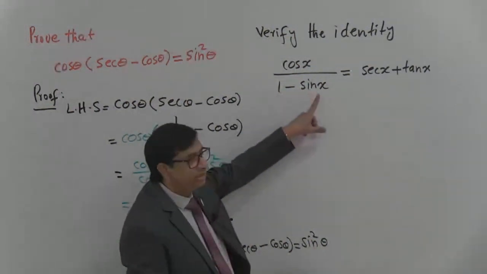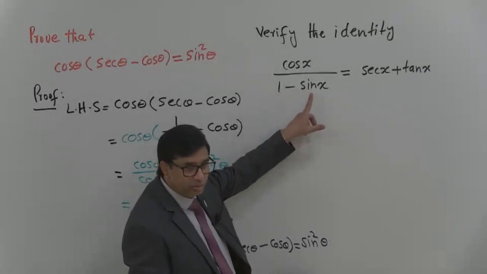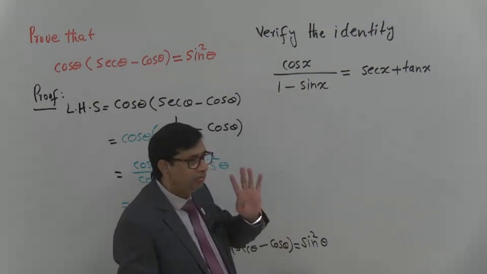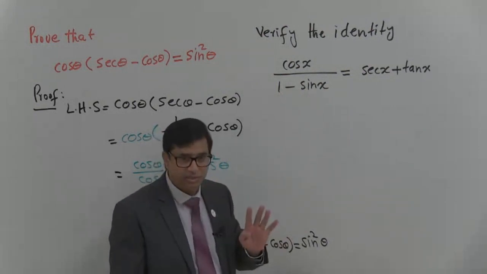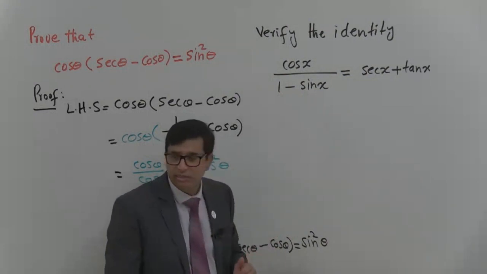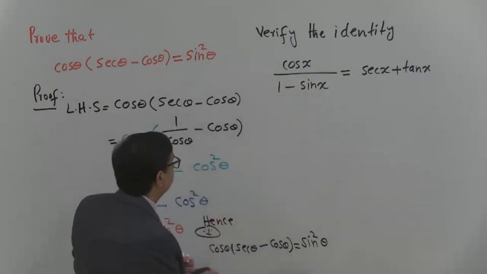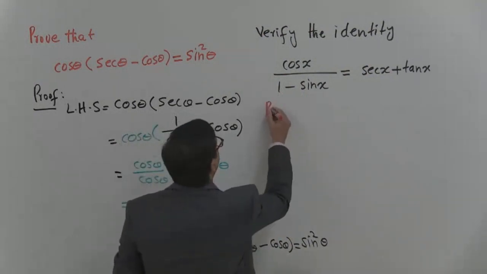1 minus cosine x in the denominator, we always rationalize. So this question can be asked you in 4 or 8 different ways. So in each case, we shall rationalize it, and by rationalization method, we can write on the right hand side. Right here, proof.